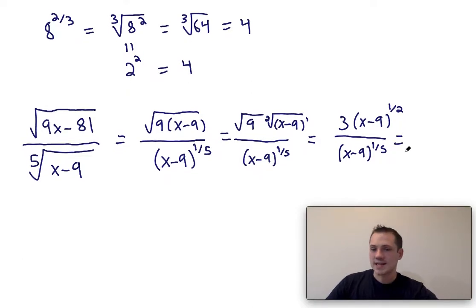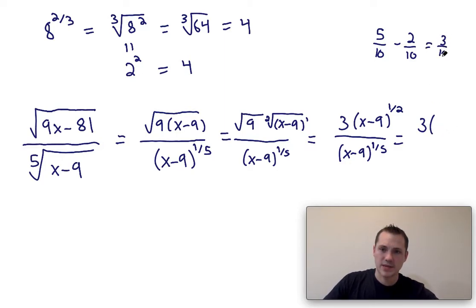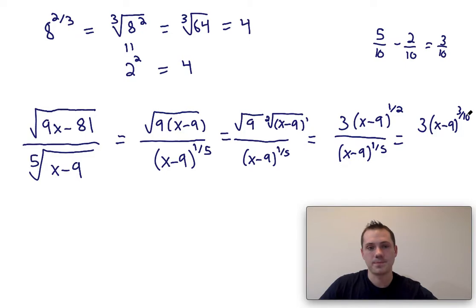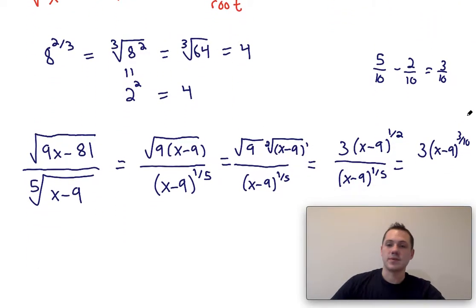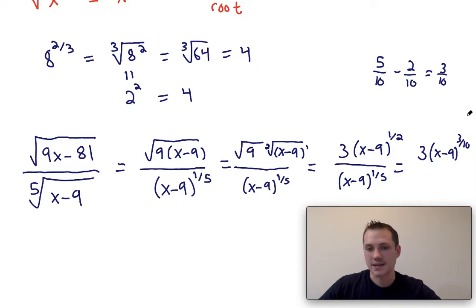Now, the rule with dividing exponents is that you subtract the top minus the bottom. So we would leave a 3 out front, and 1/2 minus 1/5, well, we have to find the least common denominator, which is going to be 10. So 1/2 is the same as 5/10. 1/5 is the same as 2/10. So when we subtract those, we get 3 over 10. So this is going to be 3 times x minus 9 to the 3 divided by 10. And you can see that that's how you would solve a problem that looks something like that.